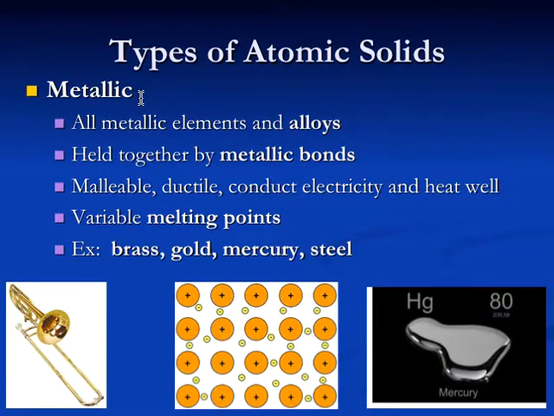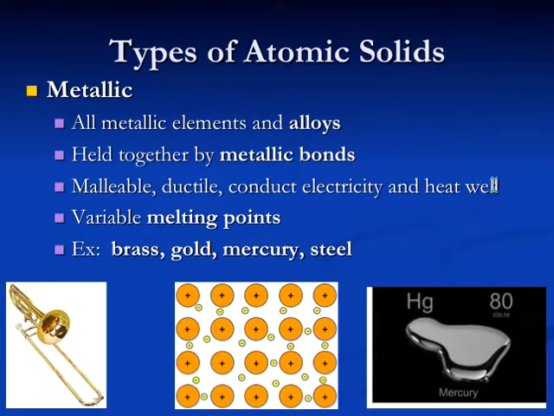So here's the first type of atomic solid. There's metallic. Let's talk about that a little more in detail. This would include all the metallic elements. We've talked about metallic bonding already, in that they have the sea of electrons that is shared within the atoms. But it would also include any alloys. An example would be brass or steel, as you see down here, where we have a mixture of two or more metals. They are also held together this way, so they're also considered metallic solids. They're held together by metallic bonds.